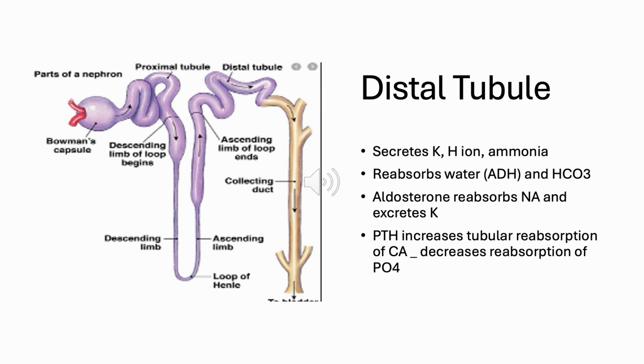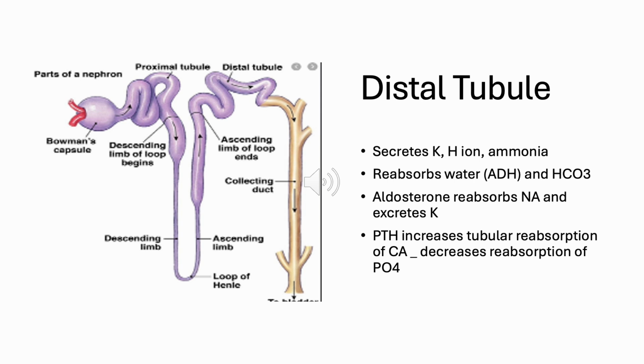So if we're not able to reabsorb water and bicarb, we could be dehydrated, we could become acidic, okay? Aldosterone helps us reabsorb sodium and excretes potassium. So if the distal tubule can no longer do this, you're going to have a high potassium.